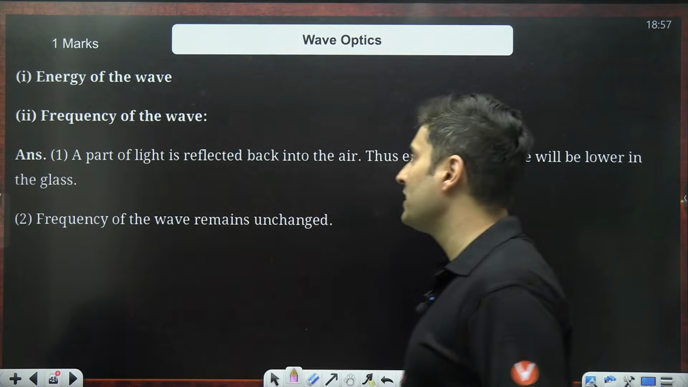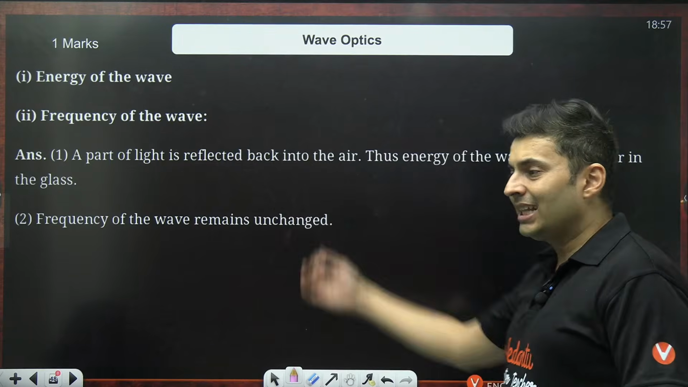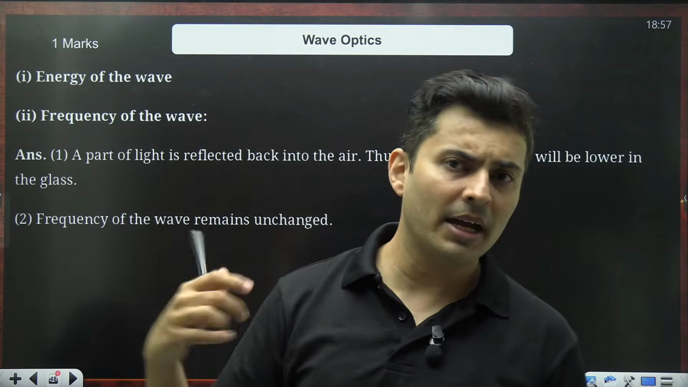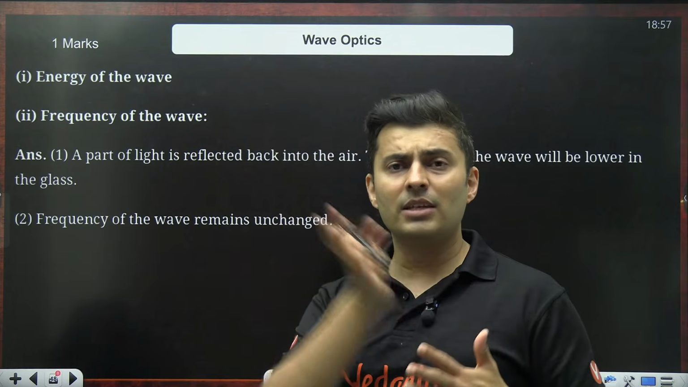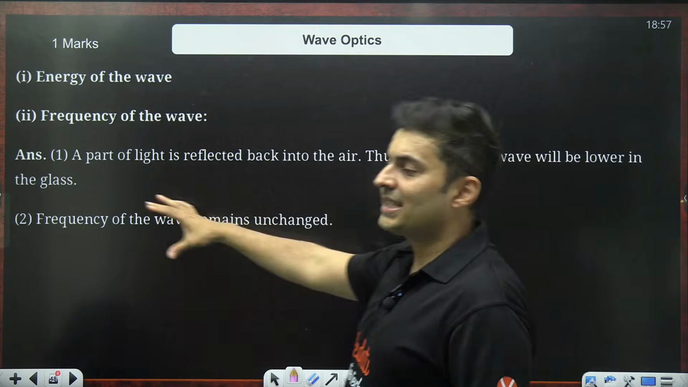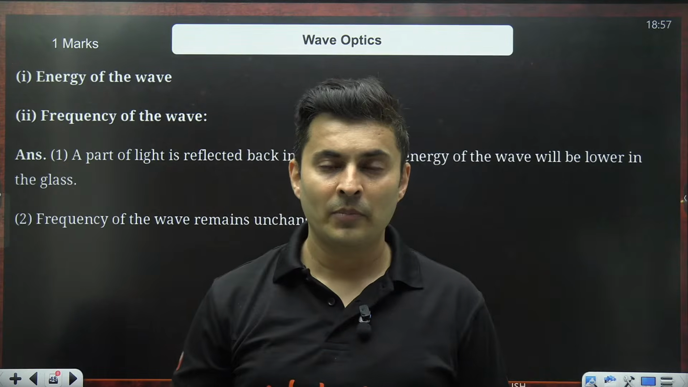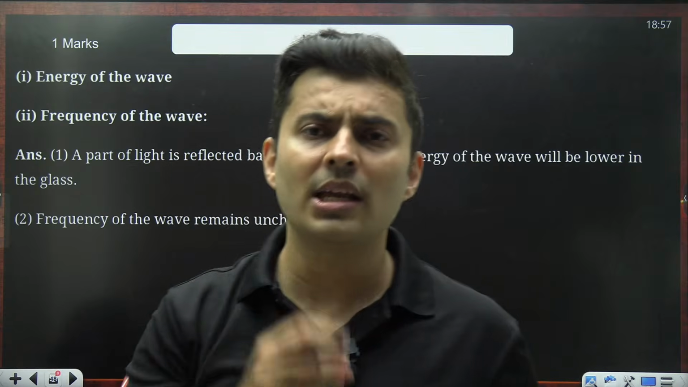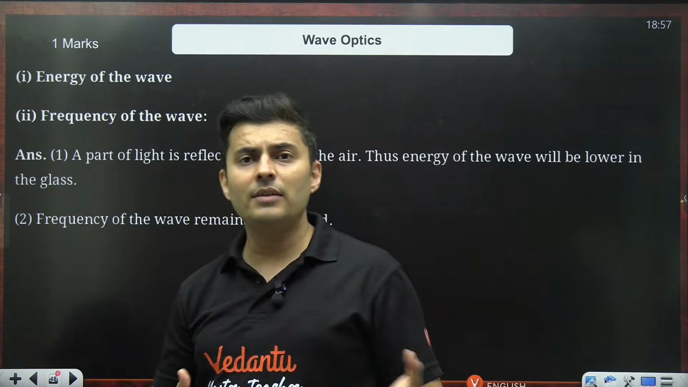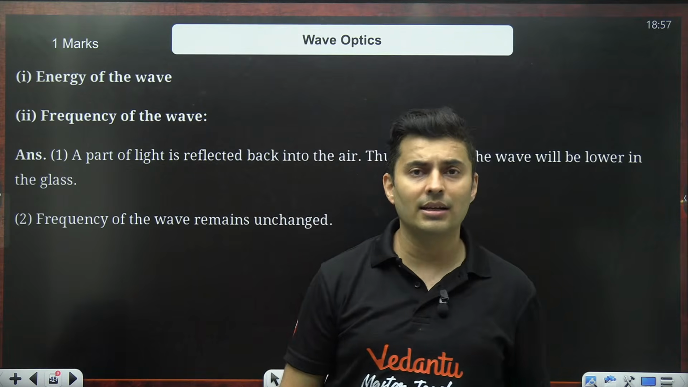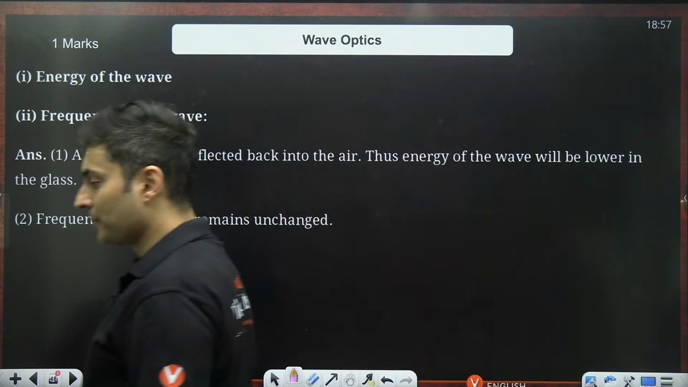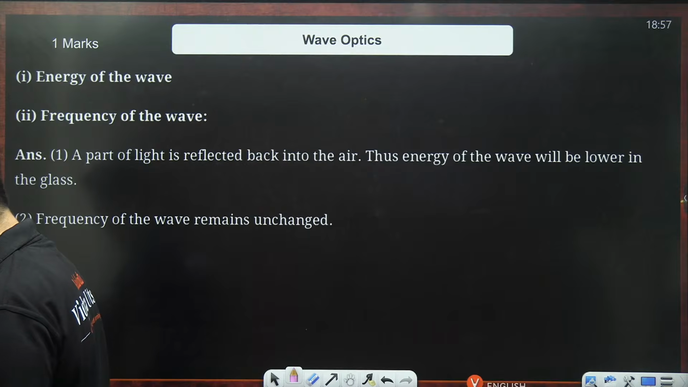But what about the energy? Yes, when light goes from air to glass or changes medium, some energy will get reflected back, some energy will get absorbed, some energy will be transmitted. So the transmitted energy is always going to be lesser than what is incident. If 100 joules of energy was falling, 2 joules might get reflected, 3 joules might get absorbed, and the remaining 95 joules might get passed on inside the glass. So obviously energy is lesser as compared to the incident energy. It will definitely change.